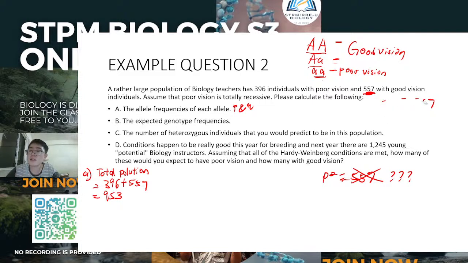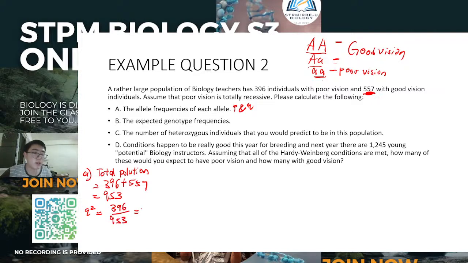Okay, so these are the clue and also the trap. Normally, candidates will fall into this trap and then get the whole question wrong. So please don't make this careless mistake. You already know Q square is equal to 396 over 957, right? So then what answer will you get?